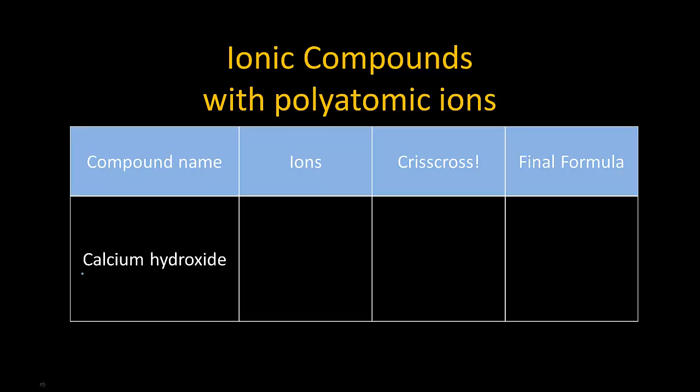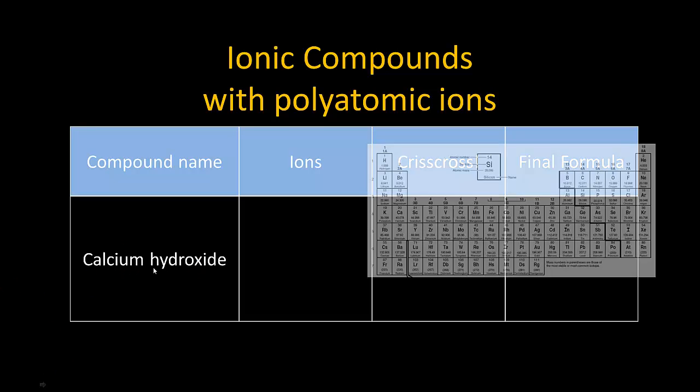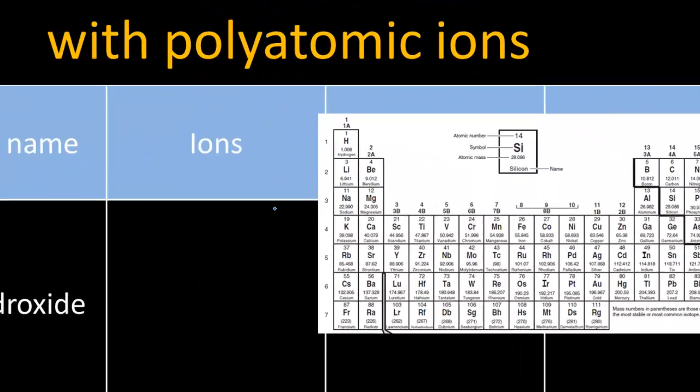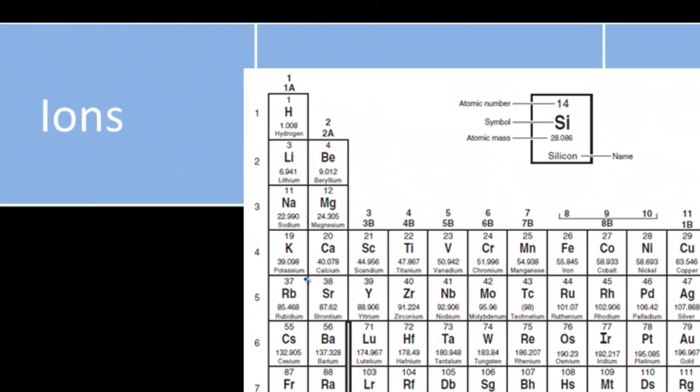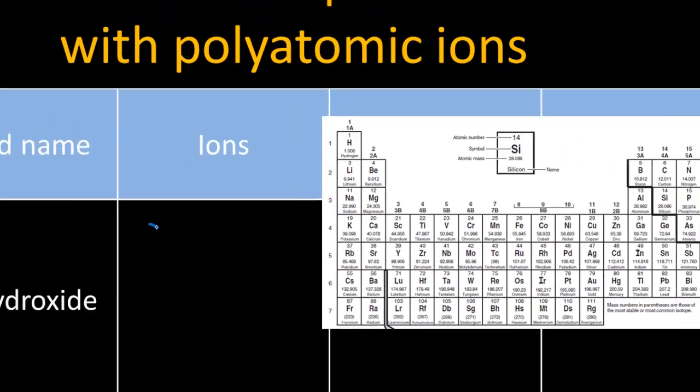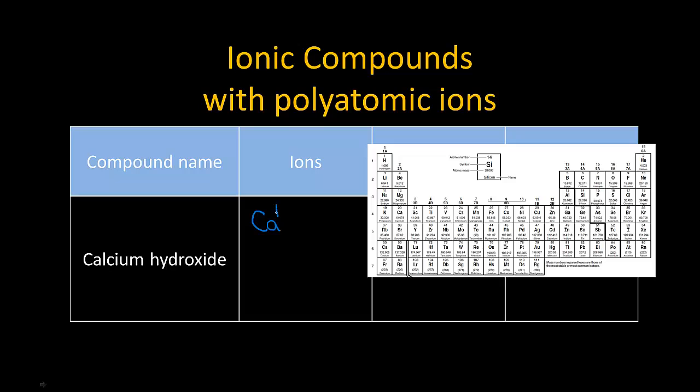Next example, calcium hydroxide. So let's look at our ions. We're going to look at the periodic table. Calcium is right here. It is in group 2, which means it has 2 valence shell electrons. It's easier to lose 2 than gain 6. Losing 2, that's its oxidation number, that's its charge, plus 2.